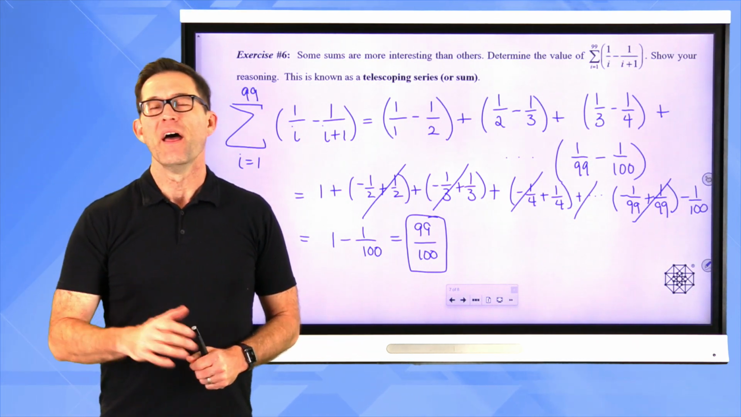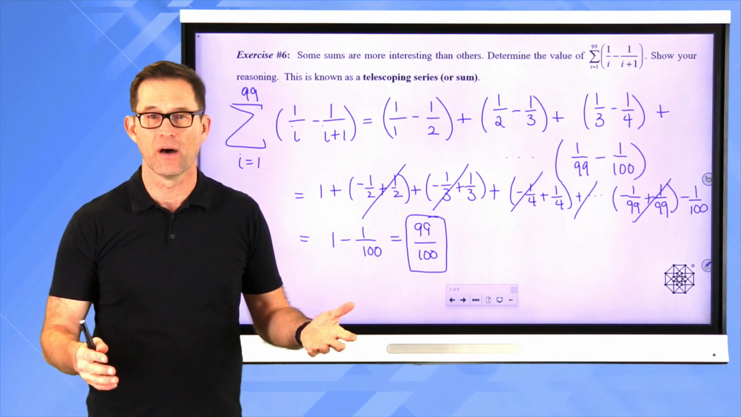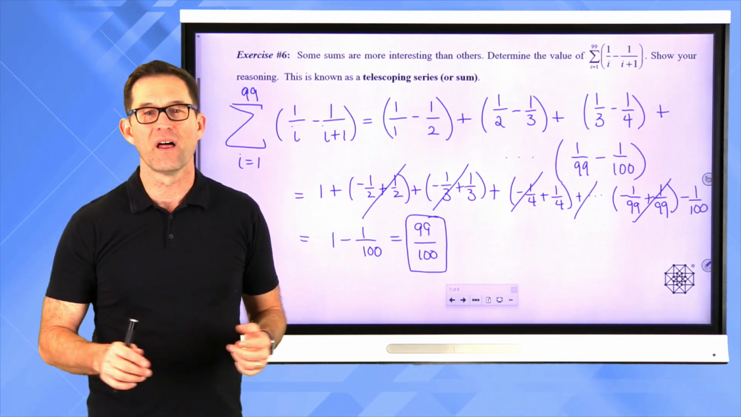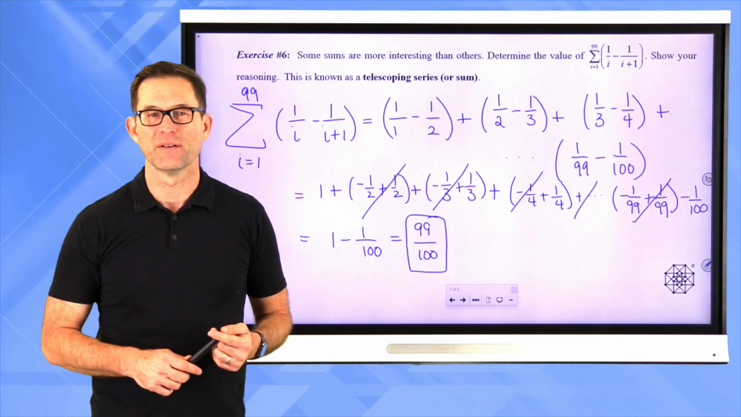All right, anyway, that's a very, very special type of series or sum that we won't see a lot in this course, but it's kind of cool. It does come up a little bit here and there in calculus.